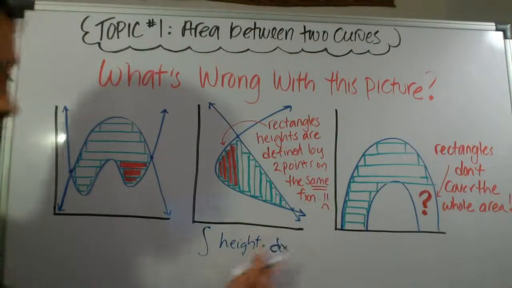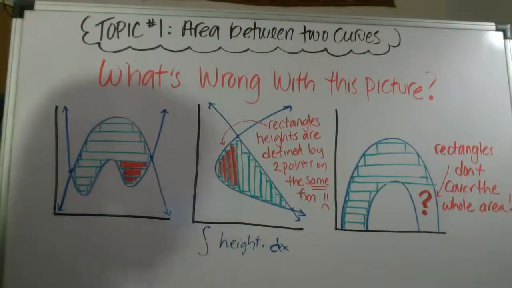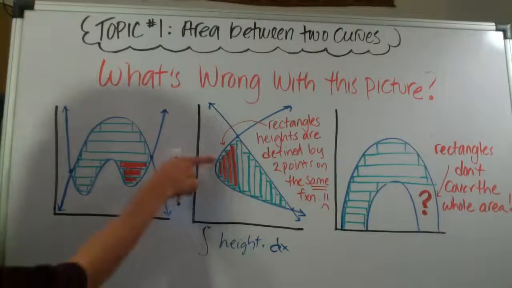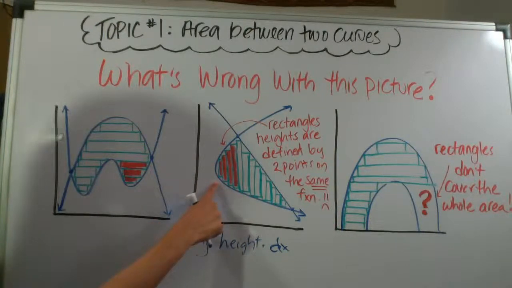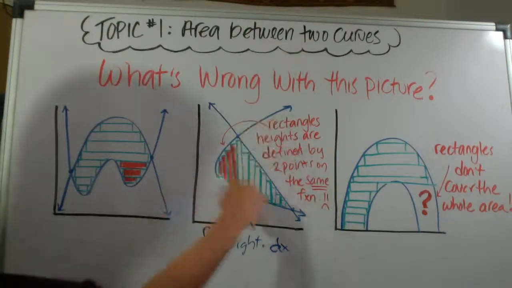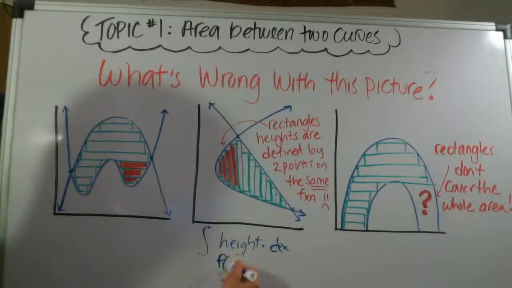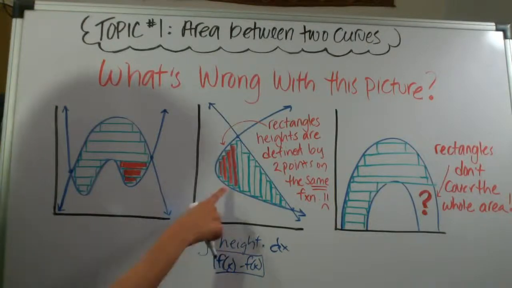And normally we calculate the height by subtracting 2 values, the value of the y at the top and the value of the y at the bottom. The problem here is that both of those y values are part of the same function. Suppose we call this function f of x. We would be finding f of x minus f of x, but that's actually going to turn out to be 0 because it's the same function.